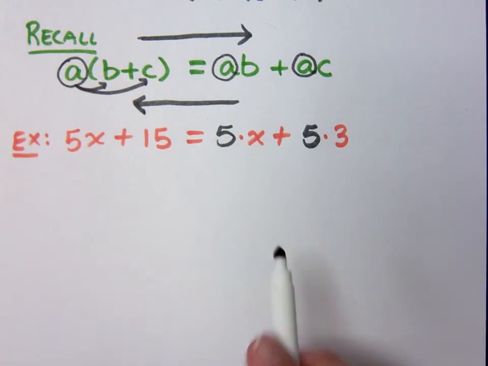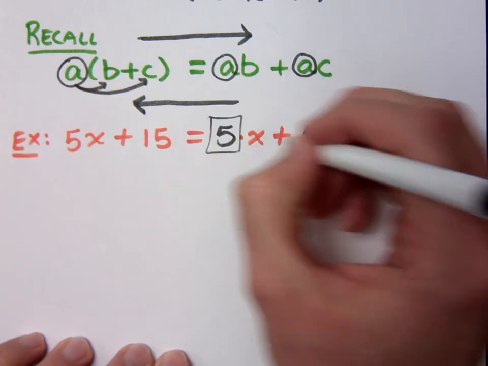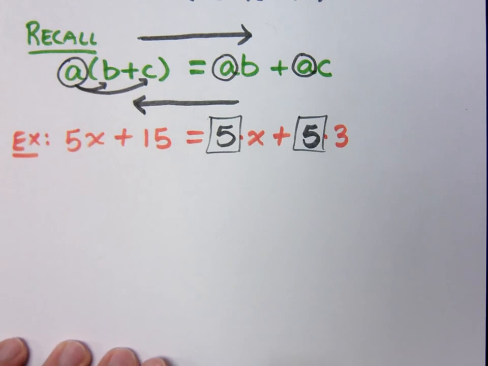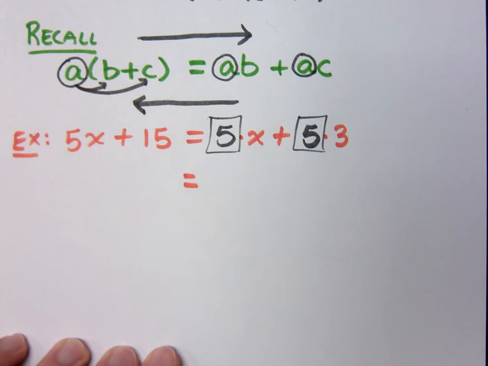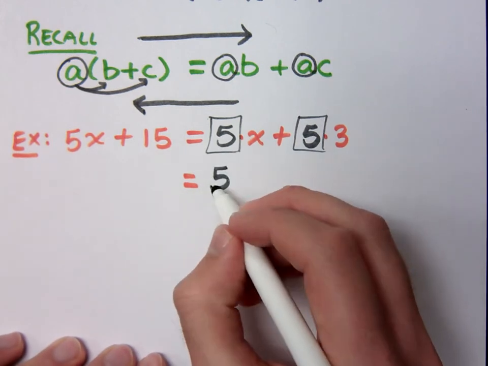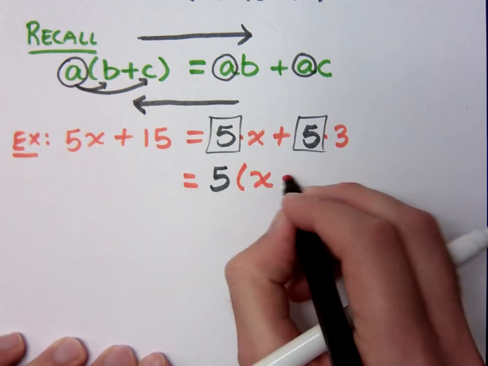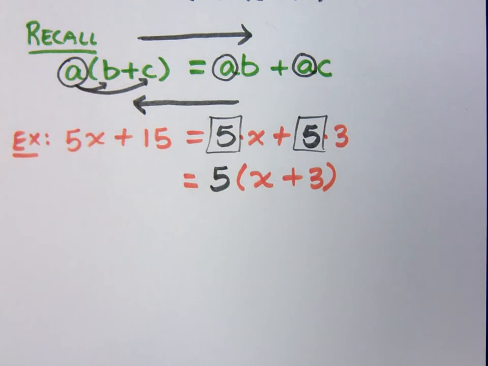And the reason I wanted to write it this way is so that you can see that you have a factor of 5 in both of those terms. So if I use the distributive property going backwards, how could I rewrite this? 5 times x plus 3. 5 is that common factor on the outside, and then you have the x plus 3 on the inside. Now, if you think that maybe this isn't correct, how could you check your work?